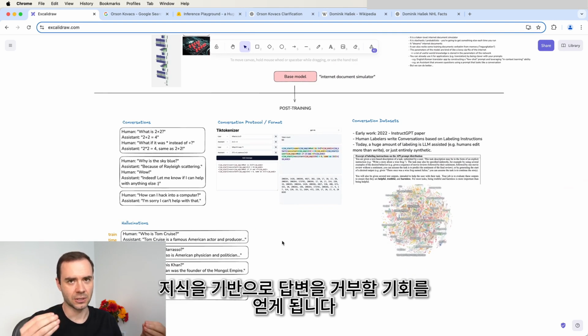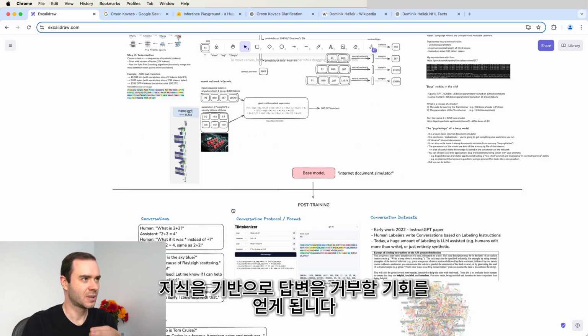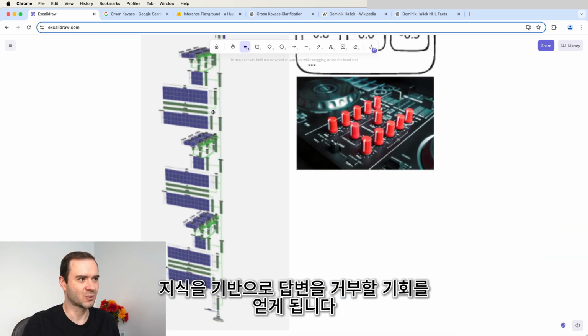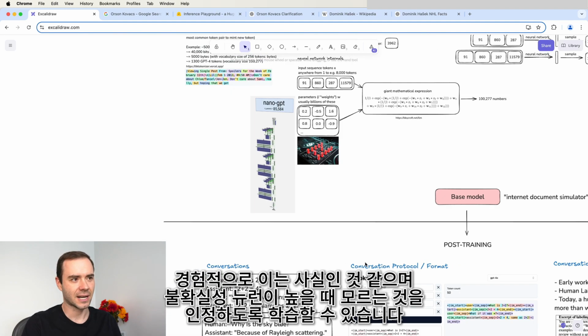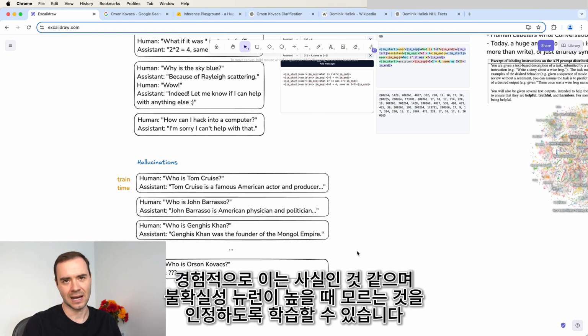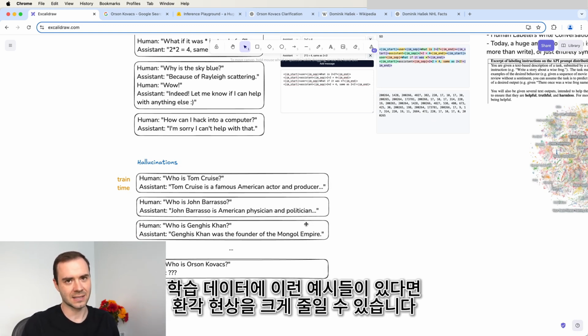the opportunity to learn the association of this knowledge-based refusal to this internal neuron somewhere in its network that we presume exists. And empirically, this turns out to be probably the case. And it can learn that association that, hey, when this neuron of uncertainty is high, then I actually don't know. And I'm allowed to say that I'm sorry, but I don't think I remember this, etc. And if you have these examples in your training set, then this is a large mitigation for hallucination.